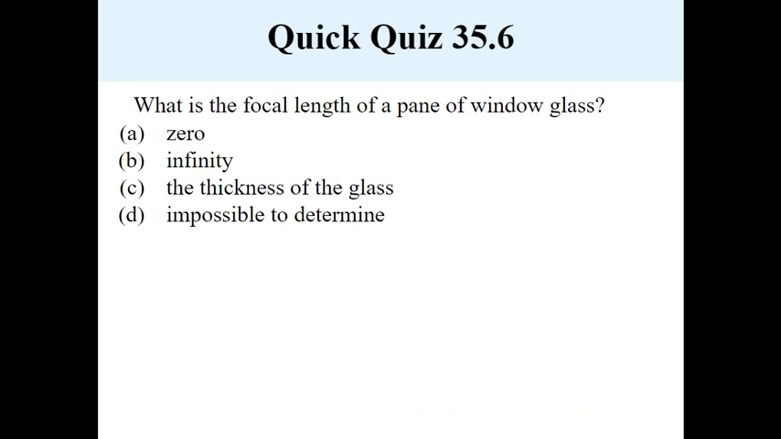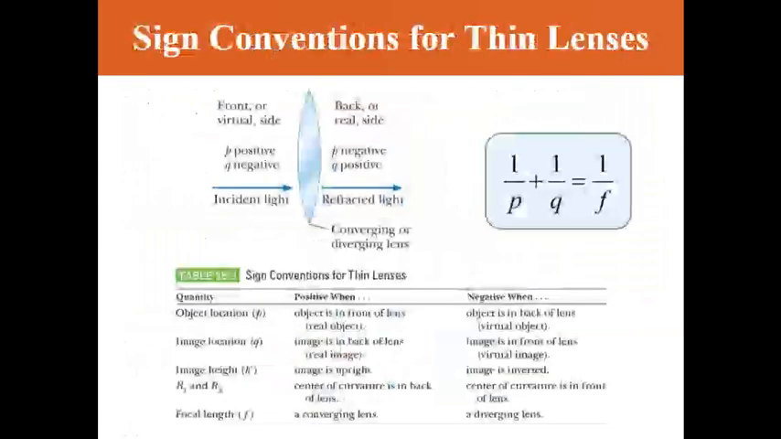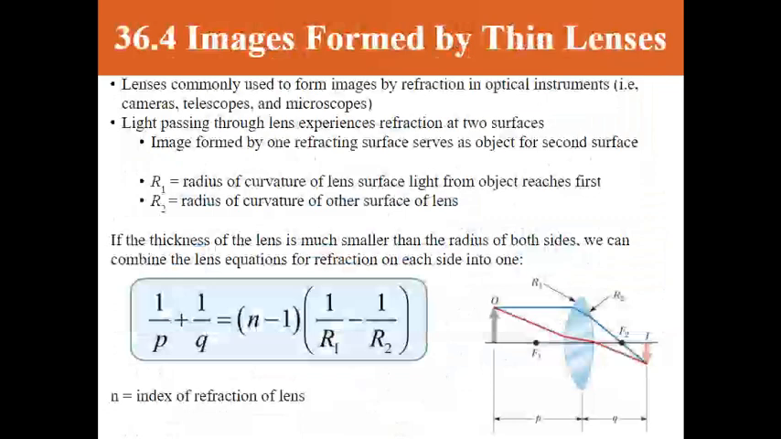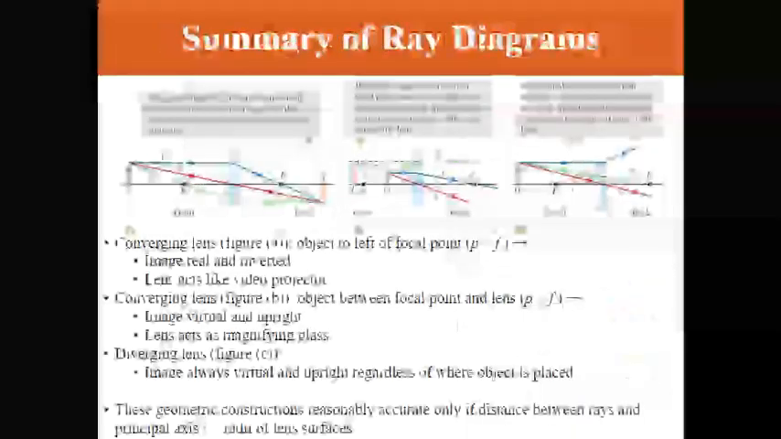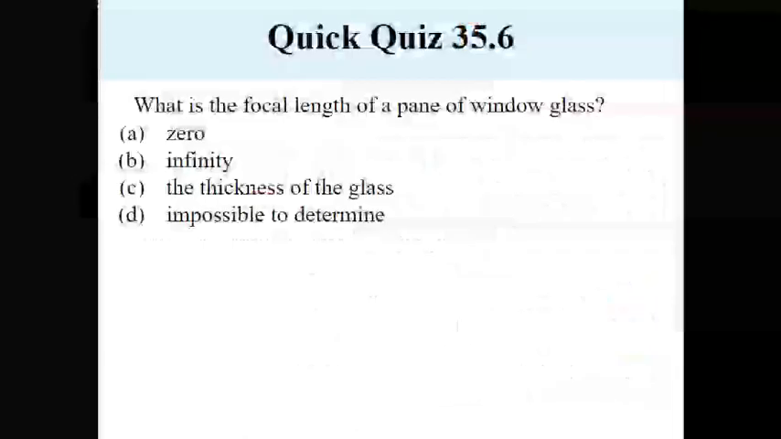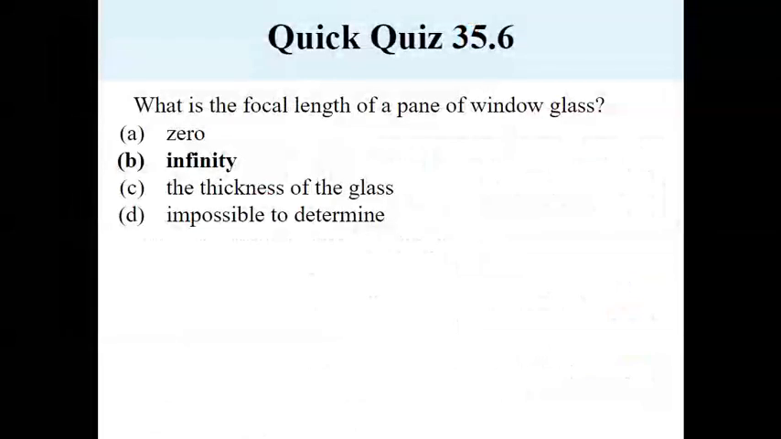This is the equivalent of a bathroom mirror. A pane of window glass being flat has a basically infinite radius of curvature. So if you recall the focal length formula, it was right here, the Lensmaker's equation. If the radius is infinitely big, then what that means for the focal length is that the focal length is infinitely far away. It's the same thing. Again, it's the equivalent of a bathroom mirror. Flat mirrors have a focal point infinitely far away, right?